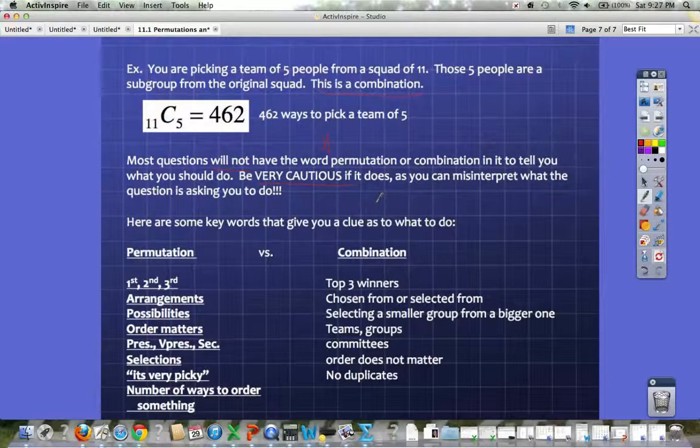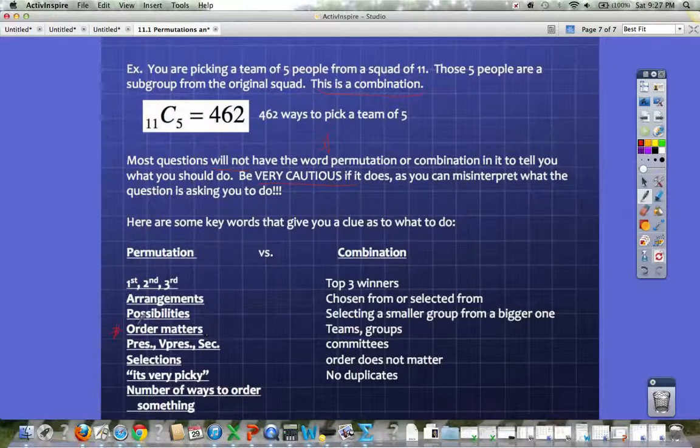What I have found to be most helpful for students is to write down a key list of words to look for that'll give you a clue as to what to do. Okay, so I made a list of permutation versus combination words. Whenever you see something that's talking about usually first place, second place, third place, things like that, where it's very picky, that is a permutation. If they want to talk about arrangements, that's definitely permutation, possibilities.